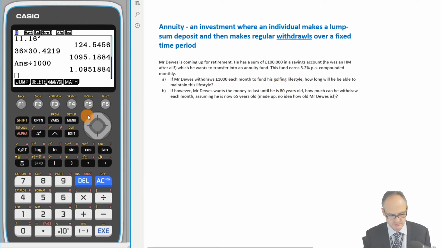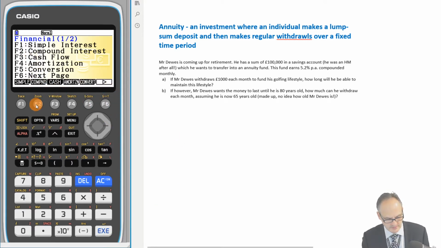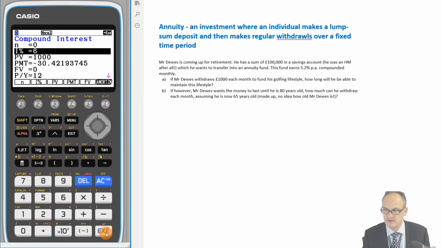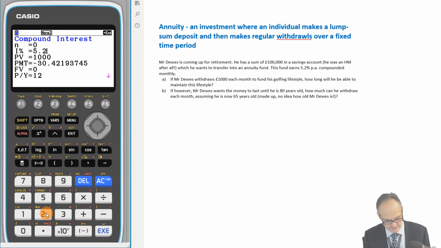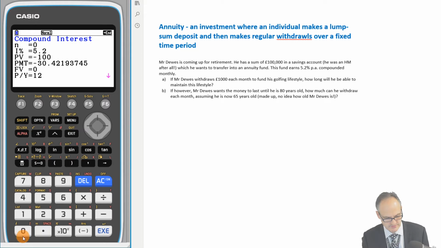So what we've got to do is go back to our menu, go back to our financial section, and we're going to go back to F2. Okay. Now this time we don't know n, so let's just delete n. We can put 0 in there. Okay. We know the interest is 5.2. Now in this case, it's not a loan because he's taking money back. So what we're going to do is say it's minus £100,000 in there.